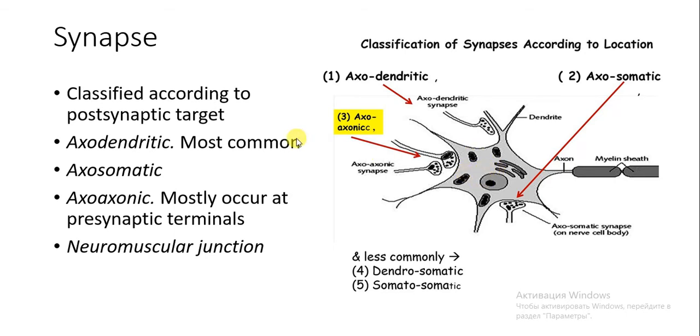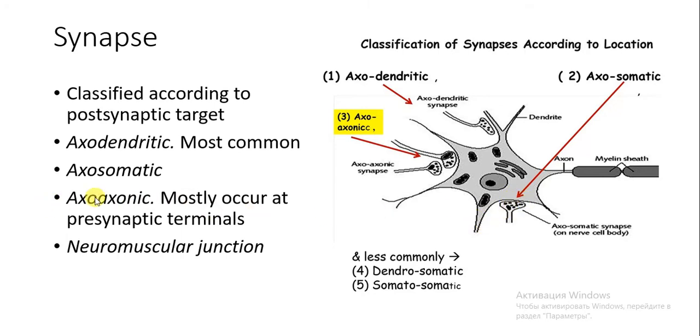But axosomatic synapses, here, are present on the body. This one is also axosomatic. It directly stimulates the cell or shuts it down. So we have this feature too, to depress the activity of this neuron. This also happens with axosomatic synapses.